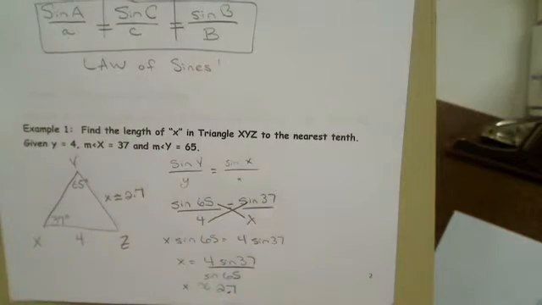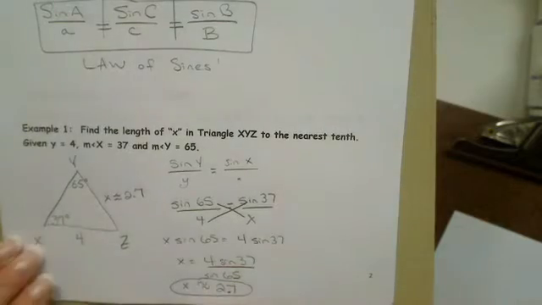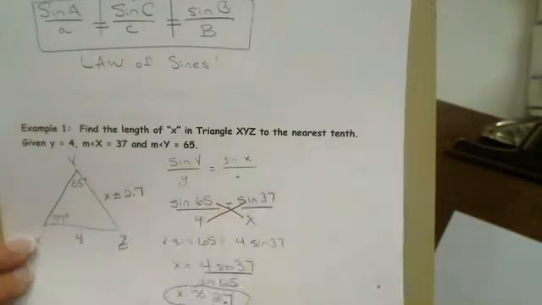And you can kind of check for reasonableness here because we have a smaller angle with a smaller opposite side than the larger angle, which has a larger opposite side. So it kind of makes sense. And there's our unknown side length.